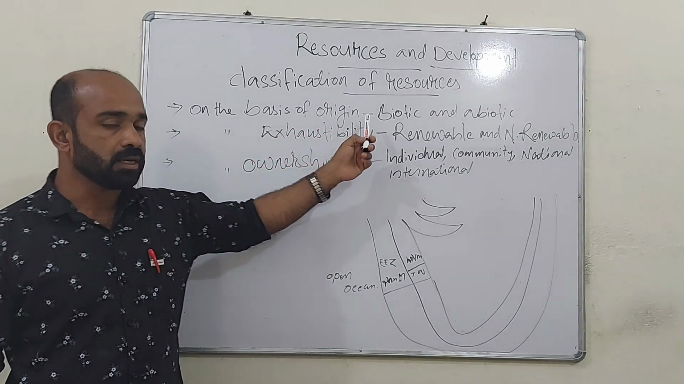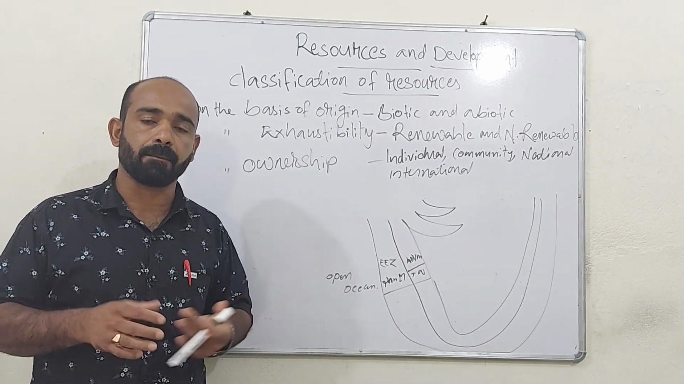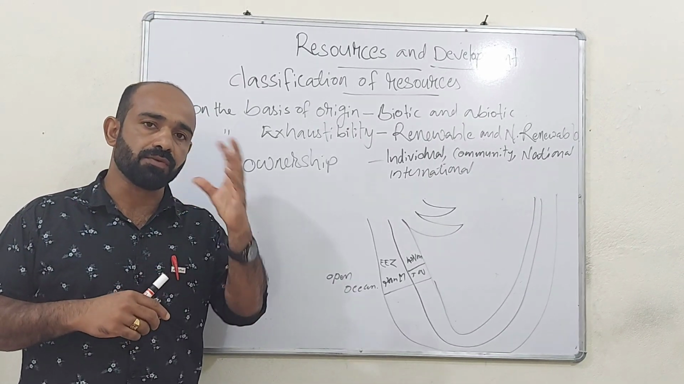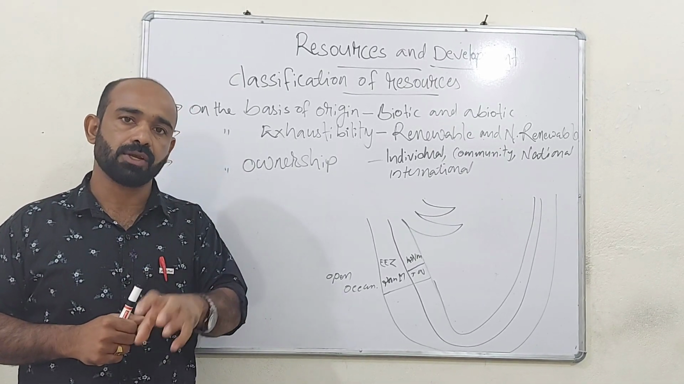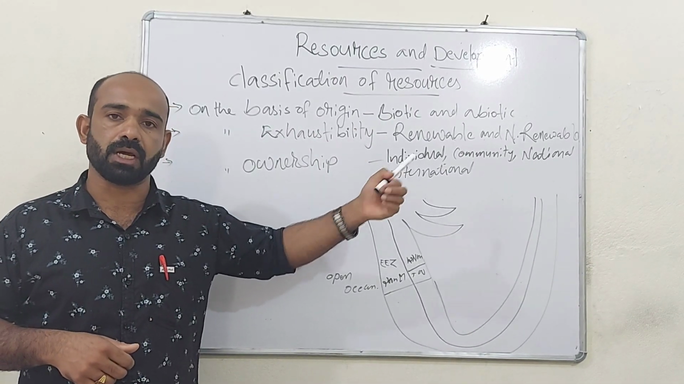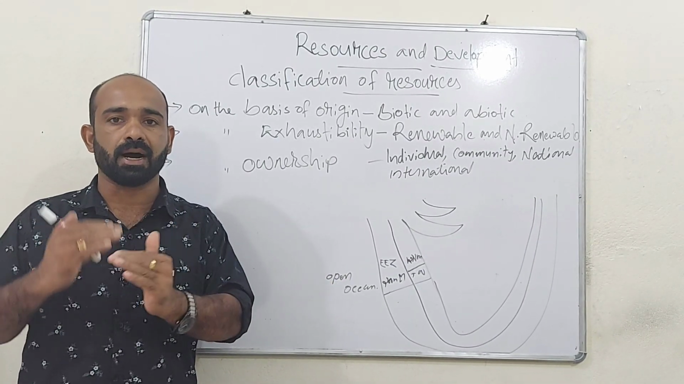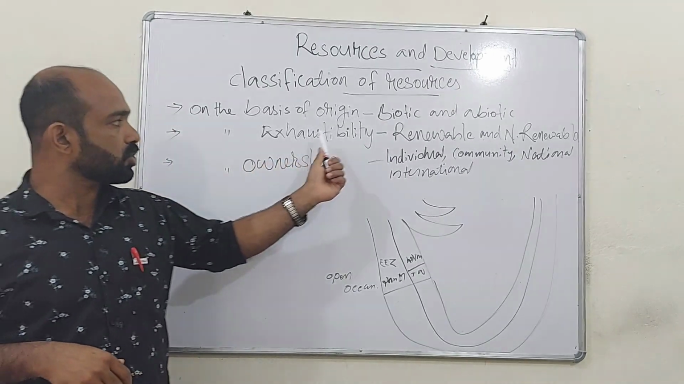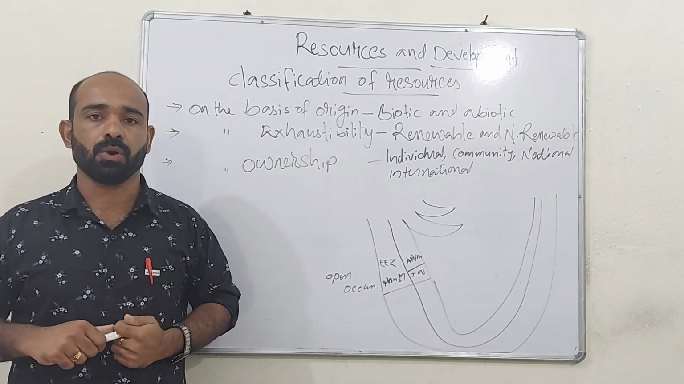So on the basis of origin, resources are of two types, biotic resources and abiotic resources. Biotic means all living things. Resources which have life, human beings, animals, plants, all these are examples of biotic resources. And abiotic resources are non-living resources. A rock, soil, all these are examples of abiotic resources. And on the basis of exhaustibility also, resources are of two types, renewable resources and non-renewable resources.